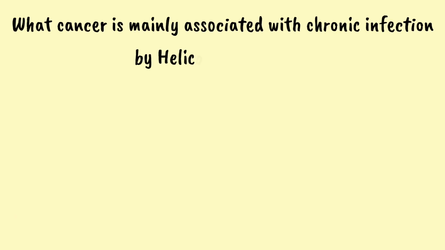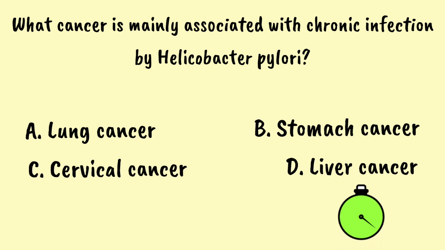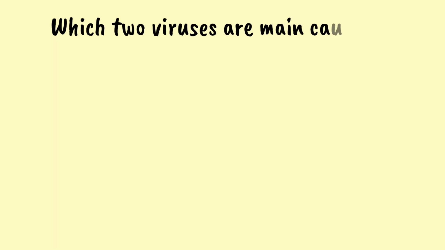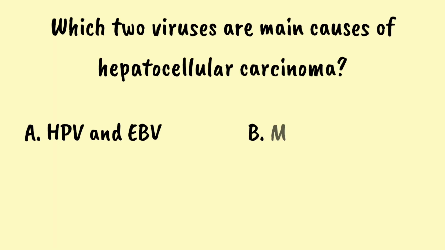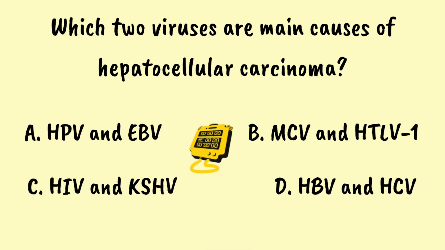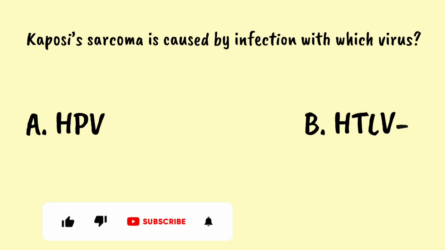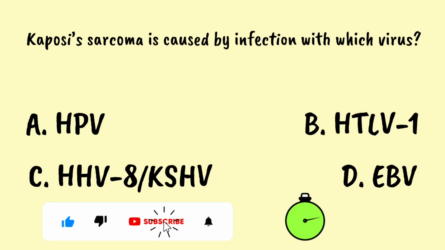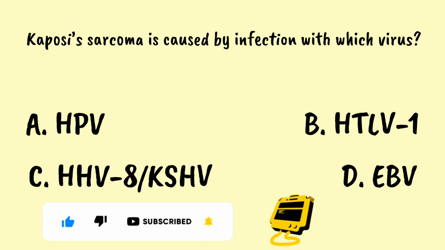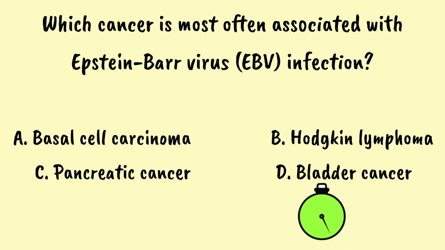What cancer is mainly associated with chronic infection by Helicobacter pylori? Which two viruses are main causes of hepatocellular carcinoma? Kaposi's sarcoma is caused by infection with which virus? Which cancer is most often associated with Epstein-Barr virus, EBV, infection?